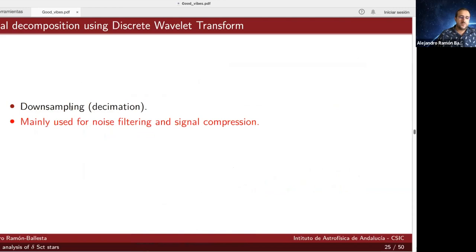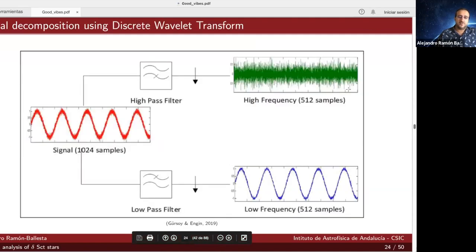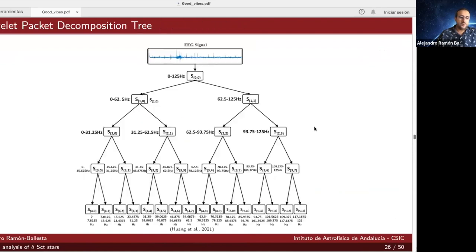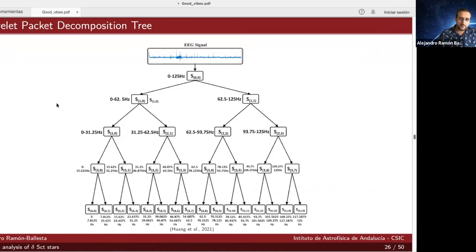The downsampling method is called decimation in this, but this is a technical matter only. This discrete wavelet transform is mainly used for noise filtering and signal compression. And if we do the same thing along several iterations, we decompose the signal into high and low frequencies, and so on. We get what is called the wavelet packet decomposition, which is what we can see here.